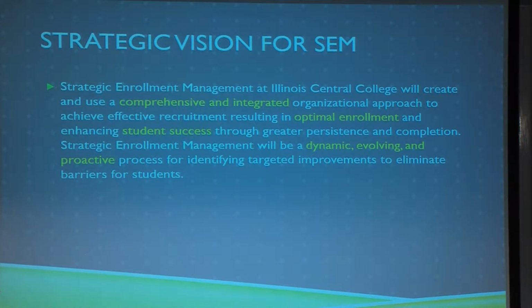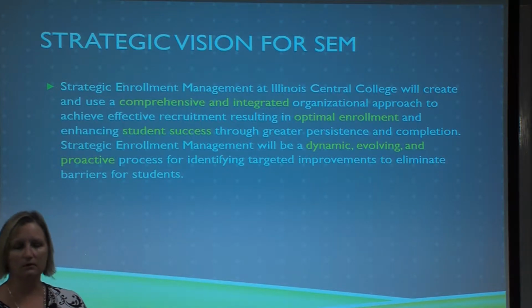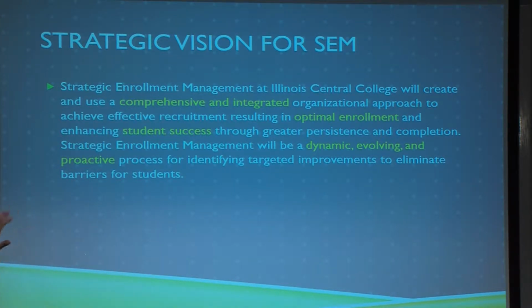So one of the first things we did as an SEM team was to come up with our strategic vision. So we took a day. I gave them some homework. We talked about what are those key things that we hope to do. I wanted to automate it and have little flashes, but it didn't work. So we've got yellow: a comprehensive and integrated approach. Huge.